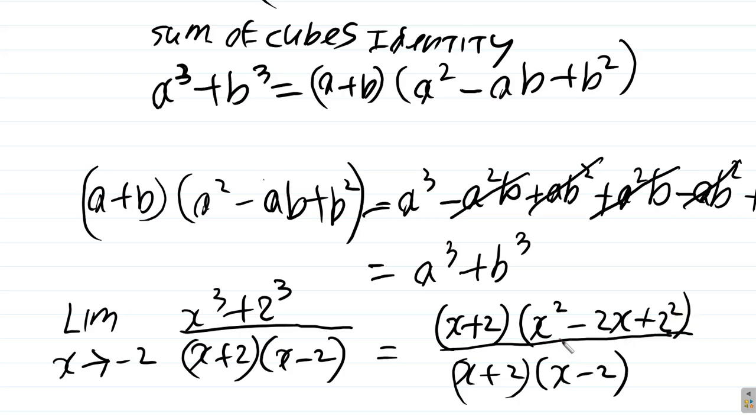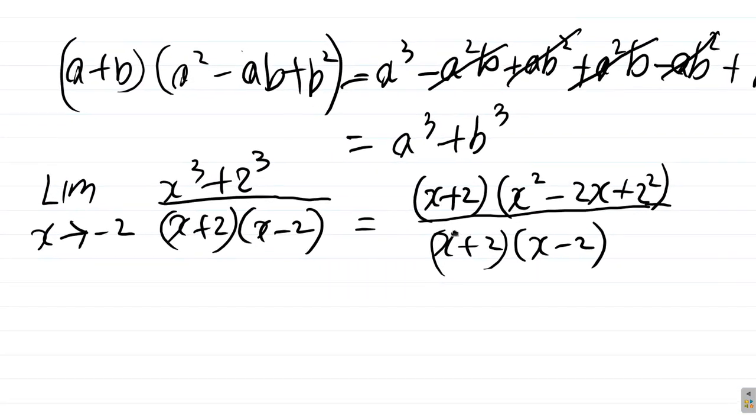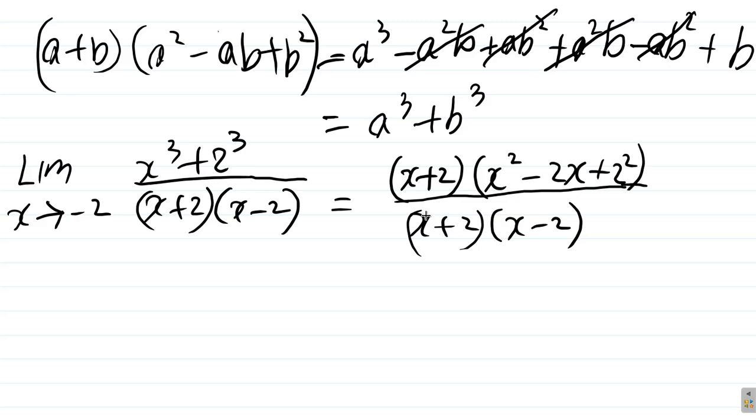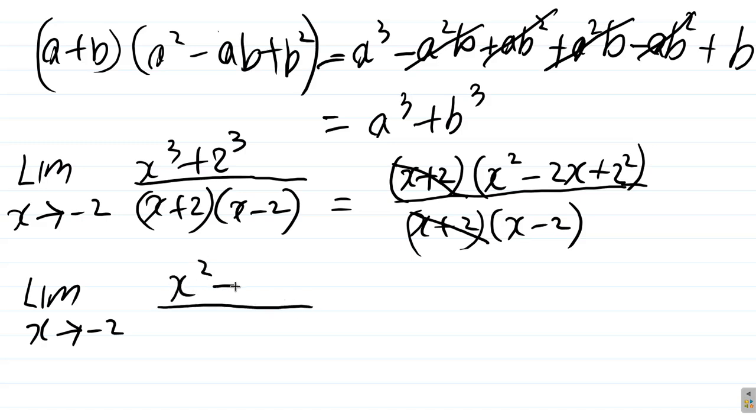Now, let's see what happens after. Oh, look at this. x plus 2 cancels x plus 2. So what we have is the limit as x tends to negative 2 of x squared minus 2x plus 2 squared over x minus 2. So this is as x tends to negative 2.